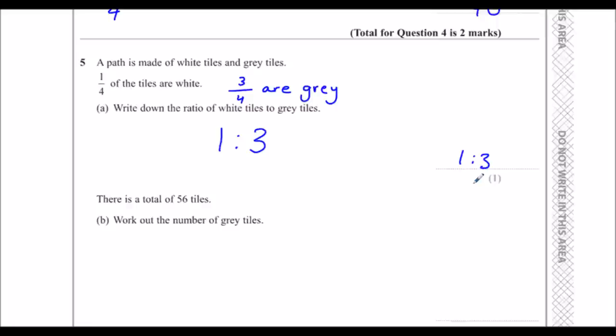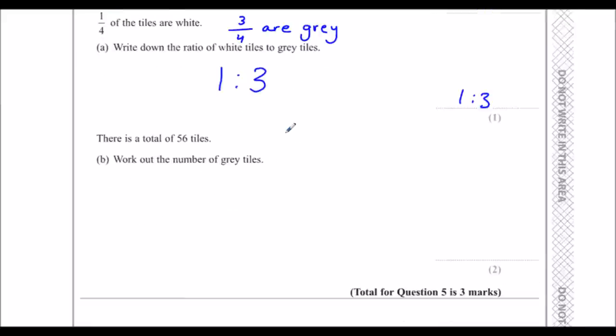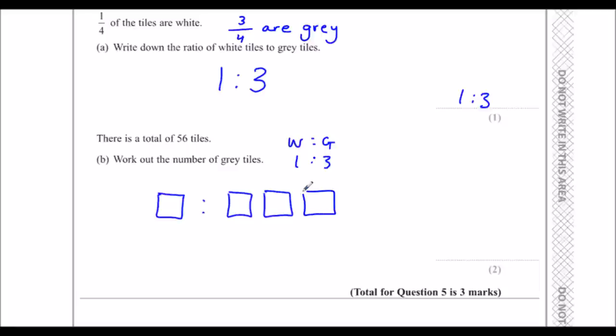There is a total of 56 tiles. So we've got a ratio 1 to 3, white to grey, and in total there's 56. So we've got 1 part white, 3 parts grey, and in total I've got 56 tiles. So I've got 4 parts in total.